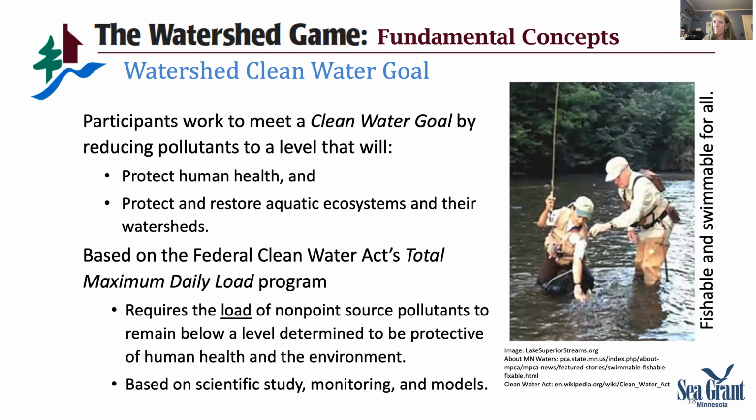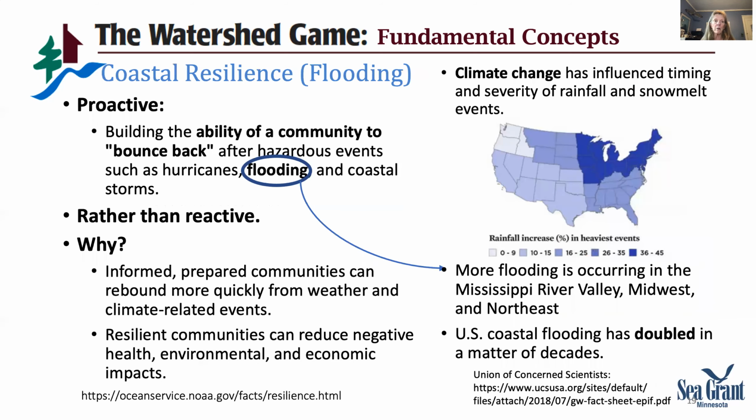Okay, so let's move on to the second part, and that's coastal resilience. Resilience is about helping a community or a watershed build the ability to bounce back quickly after hazardous events. That could be hurricanes, flooding, coastal storms, or tornadoes in certain parts of the country. And in the case of the watershed game, we decided to look at flooding.